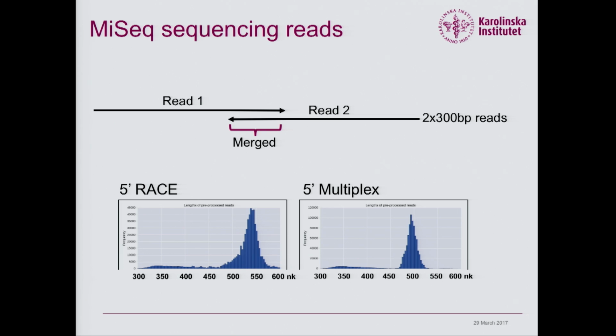The reason we do it in two steps is that 5' RACE gives us the advantage of being unbiased, but the sequencing reads are a little bit longer, so you get a little bit less overlap, and fewer sequences where you get sufficient overlap to do the merged reads. You can see here that it's close to 550 base pairs on average for 5' RACE, whereas for 5' multiplex it's about 500, and for 500, the overlap is not a problem. So with the multiplex approach, we get sufficient library sizes that we have a good starting point for mining and defining germline sequences.